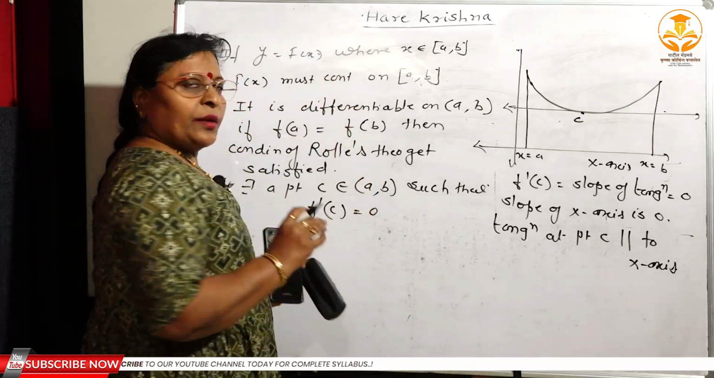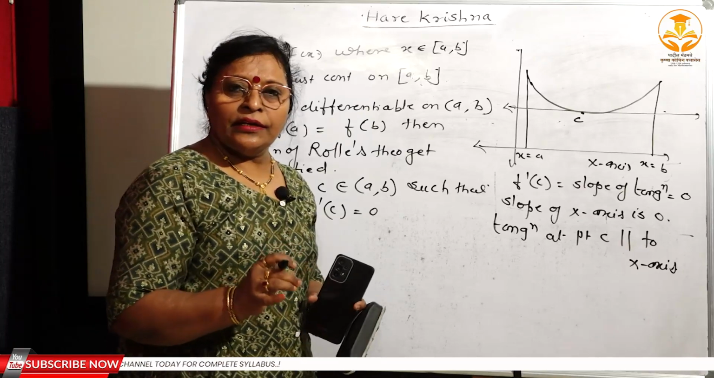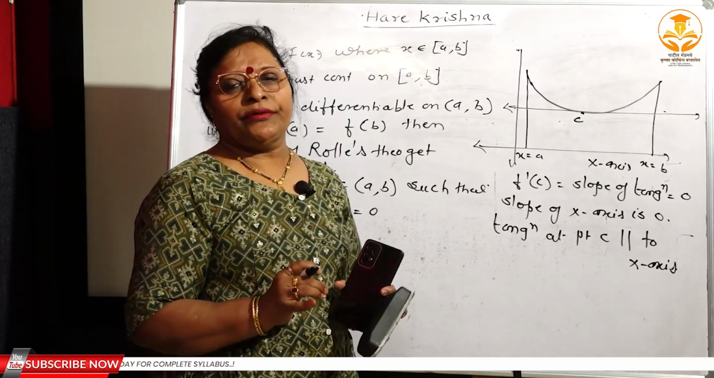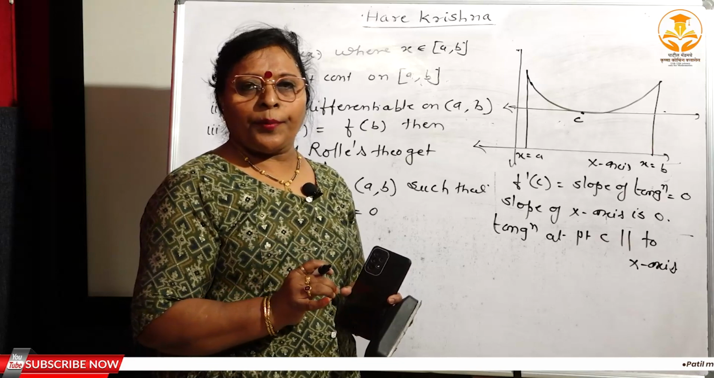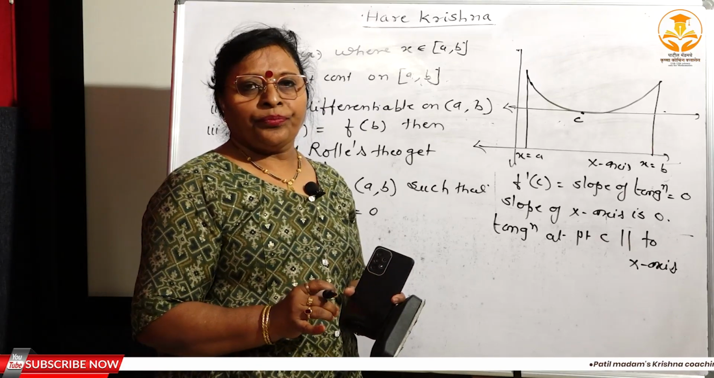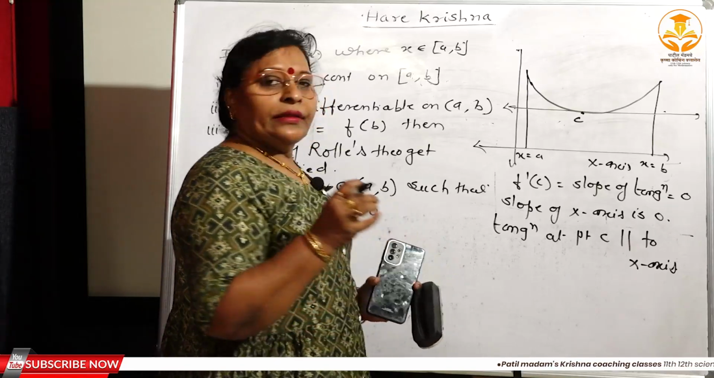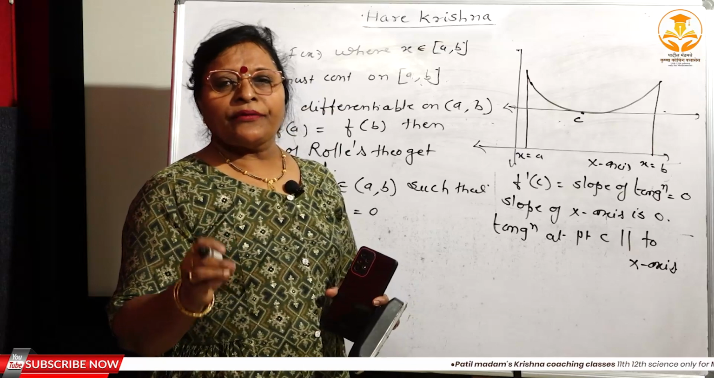So in Rolle's theorem, the three conditions must be satisfied. Which are those conditions? It must be continuous in the closed interval a comma b. It must be differentiable in the open interval a comma b, isn't it? Then the third condition, that is f of a must be equal to f of b.